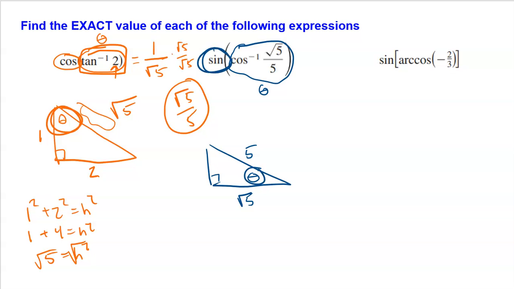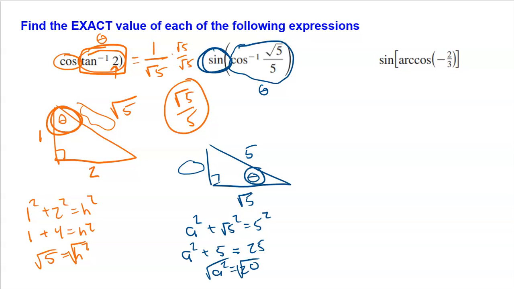Well, there's my angle. Sine is opposite over hypotenuse, and I need to find that opposite side. I already know the adjacent is radical 5. How do I do that? Well, a squared plus radical 5 squared equals 5 squared, just using Pythagorean theorem. A squared plus 5 equals 25. A squared equals 20. Hopefully you're following my math. Take the square root. Be careful, 20 is 4 times 5, so that's 2 radical 5. My missing side is 2 radical 5.